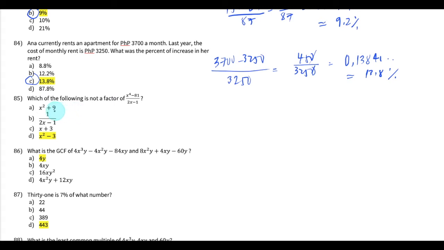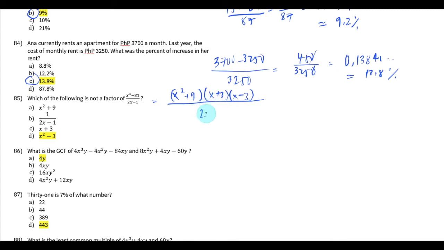X squared plus 9. Sige, factor na lang natin to. We have x squared plus 9 times x squared minus 9. So, pwede mo pa yun i-factor: x plus 3 times x minus 3. Kung medyo hindi pa nagigets, bakit ganito yung pagka-factor? Balikan yung video on factoring.